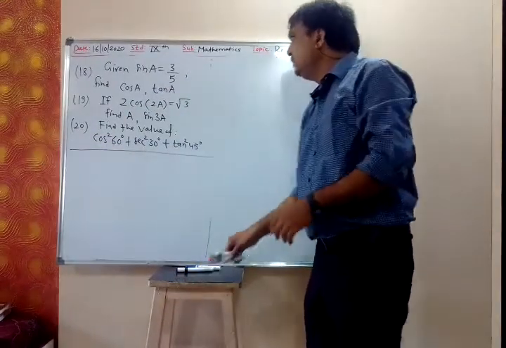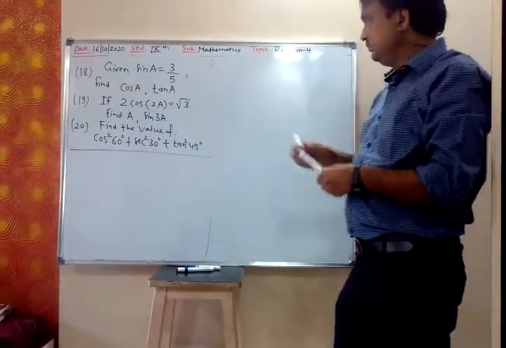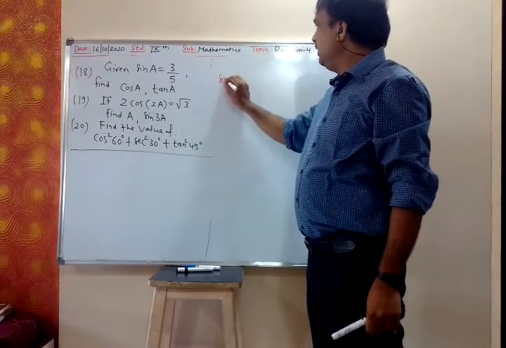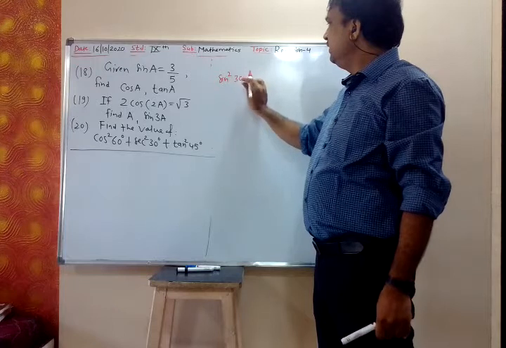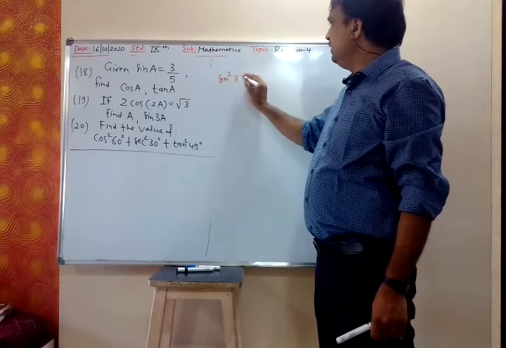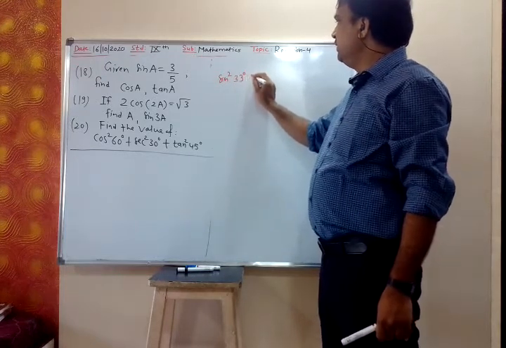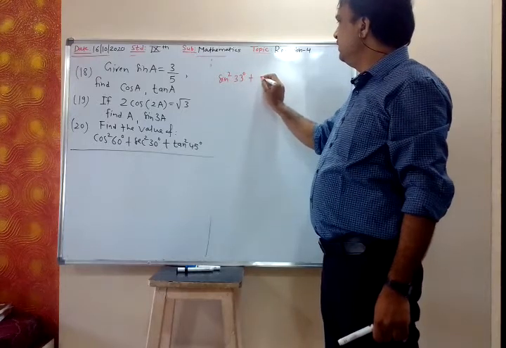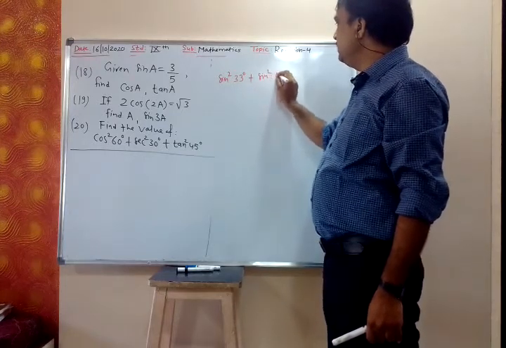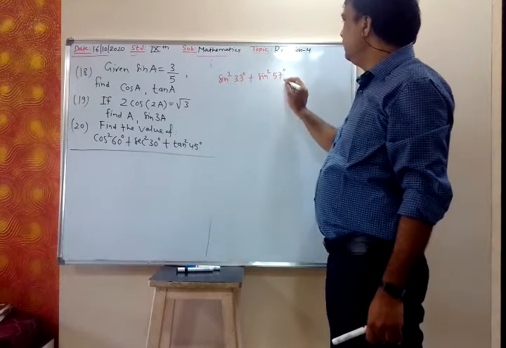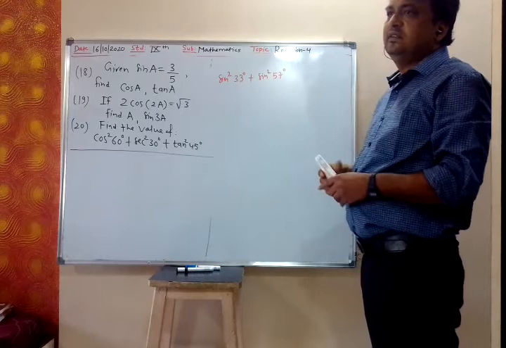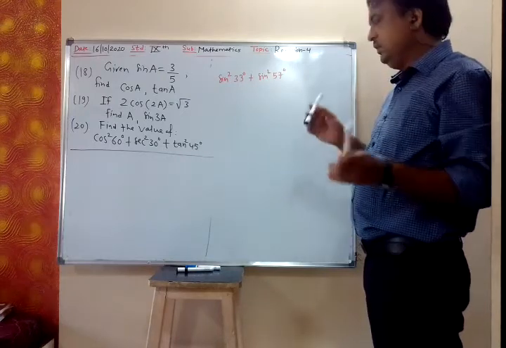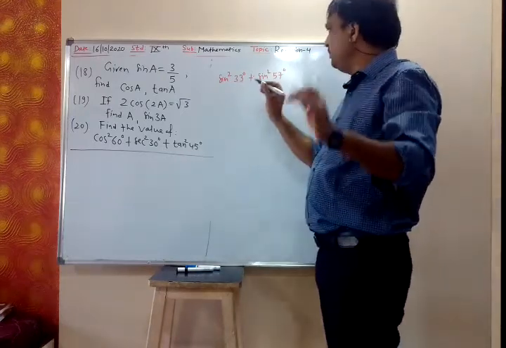Repeat the question. Sin square 33 degree plus sin square 57 degree. Okay, this much. Okay, no problem.